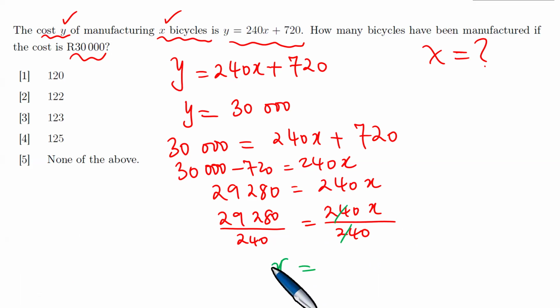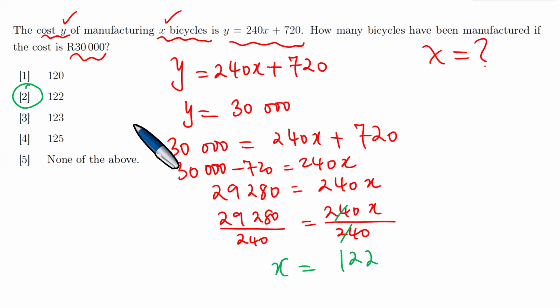What answer do you have here? 122. All right, so I'm also checking to make sure that we have the correct answers that are needed. So we divide by 240. And you have 122. Yes. And it appears, therefore, that our option is what? It's option 2, 122 bicycles. Because the question was, how many bicycles have been manufactured if the cost is 30,000 altogether.